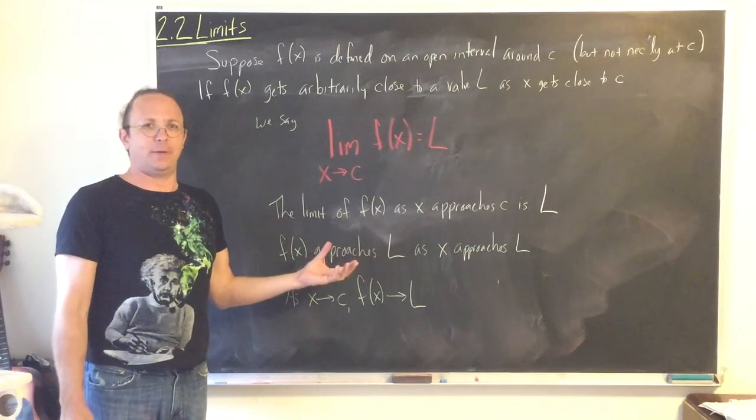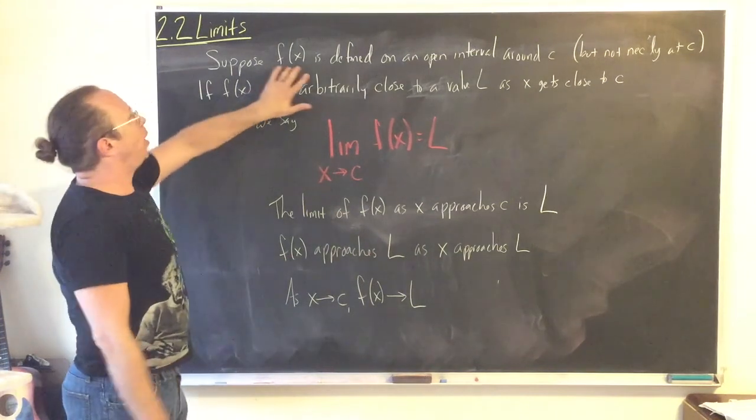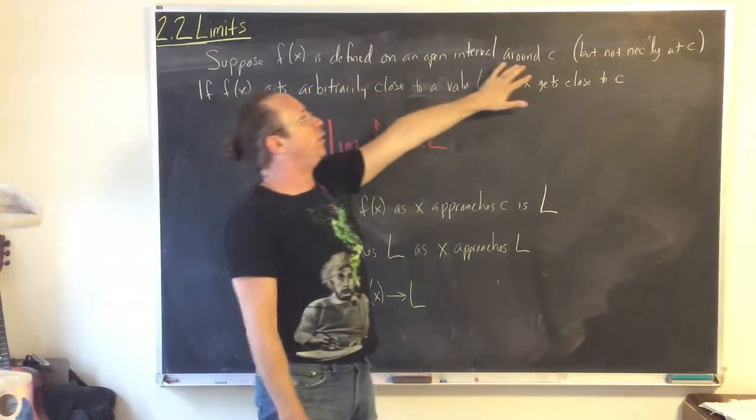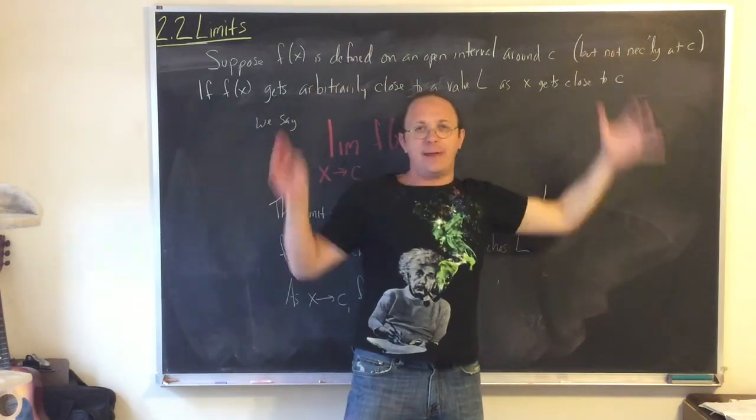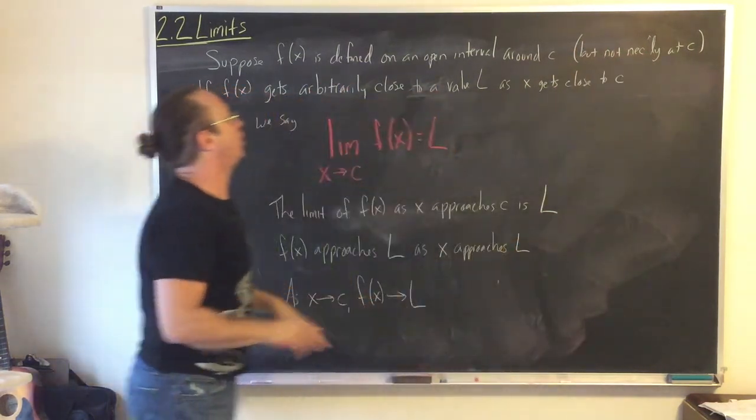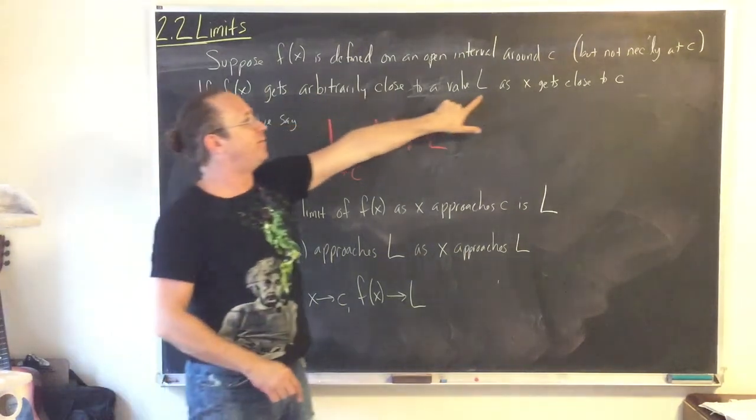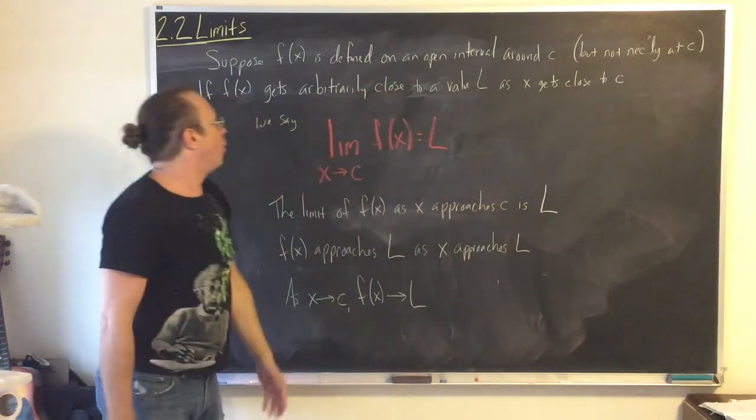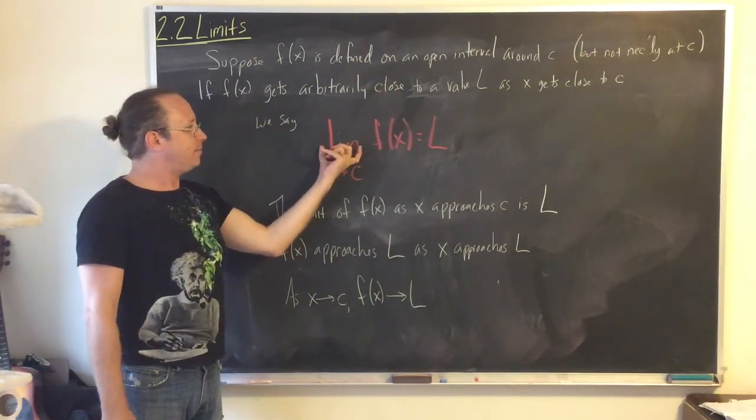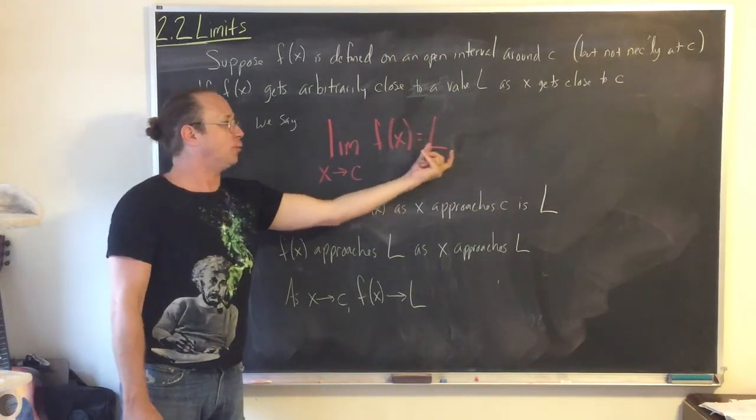Well, the first step in limit laws is talking about what is a limit in the first place. So suppose that f of x is defined in an open interval around c. Not necessarily at c, but just in the general neighborhood around c. There's an open neighborhood around c. If f of x gets arbitrarily close to a value L as x gets close to c, we will say that the limit as x approaches c of f of x equals L.